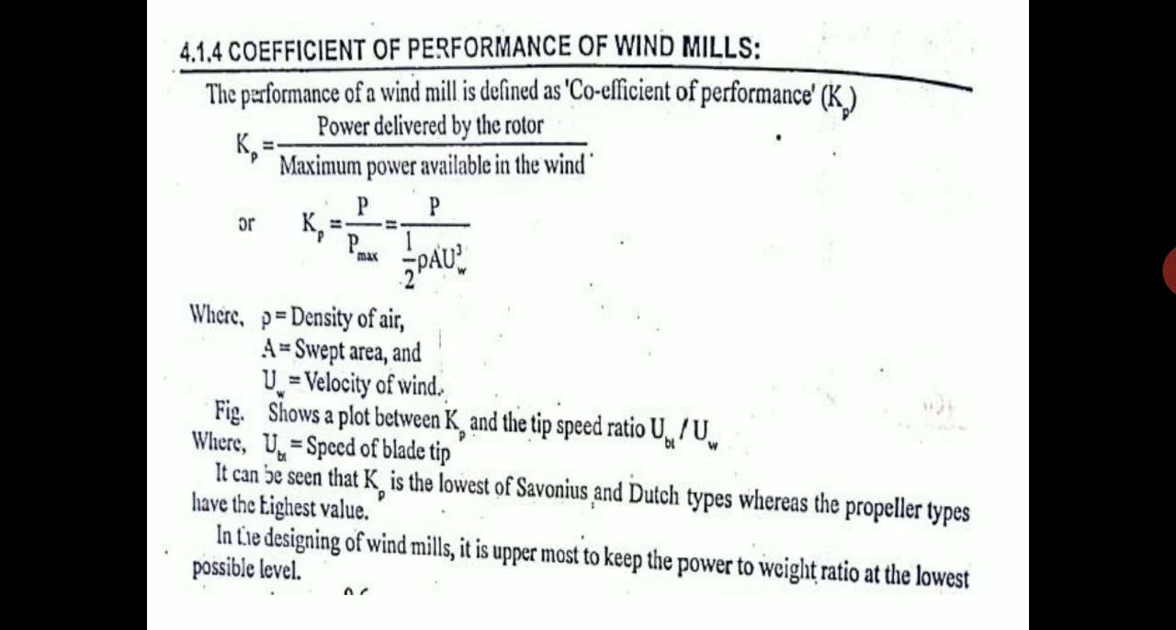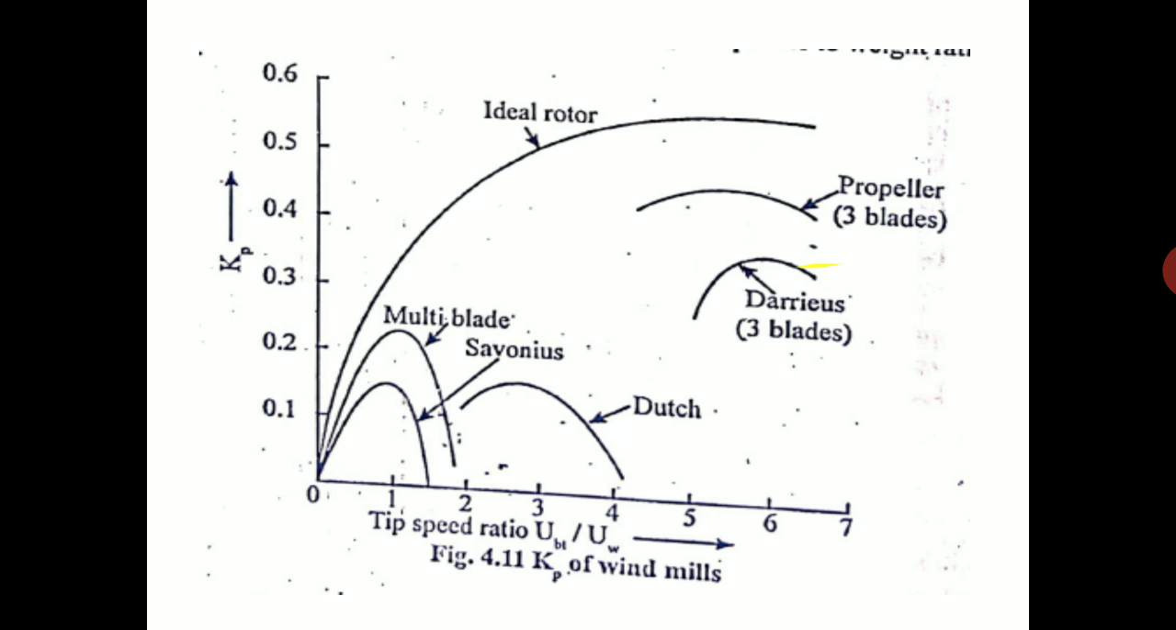So this Kp, the coefficient of performance, we can see for various types of wind turbines, that is the Savonius turbine and Dutch type turbines. Here it is low, and for propeller type turbines it has the highest value. And one more thing is we are supposed to keep the power to weight ratio: power should be high and the weight should be the lowest. Now you can see this is the coefficient of performance for the windmills.